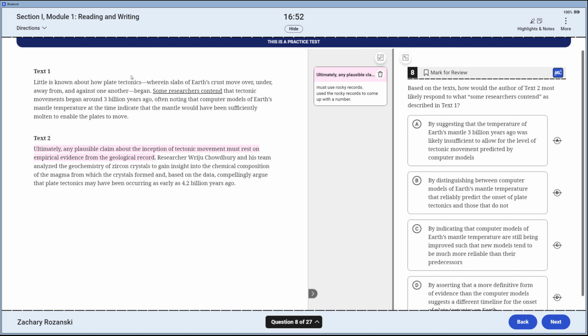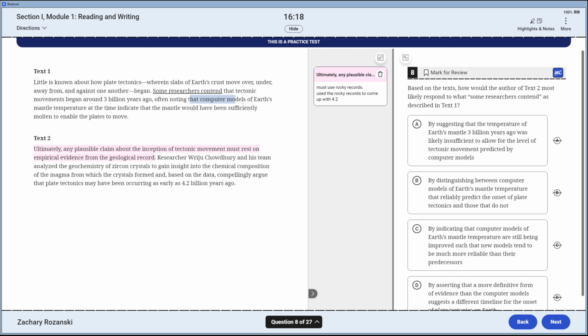Little is known about the plate tectonics wherein slabs of Earth's crust move over and under. Some researchers contend, what do they contend? That tectonic movements began, okay, they think that it's 4.2. I'll adjust that. They come up with 4.2, so they would disagree with that. But this first sentence, ultimately, any plausible claim, kind of doesn't match with my must-use rocky records. I'm going to keep reading.